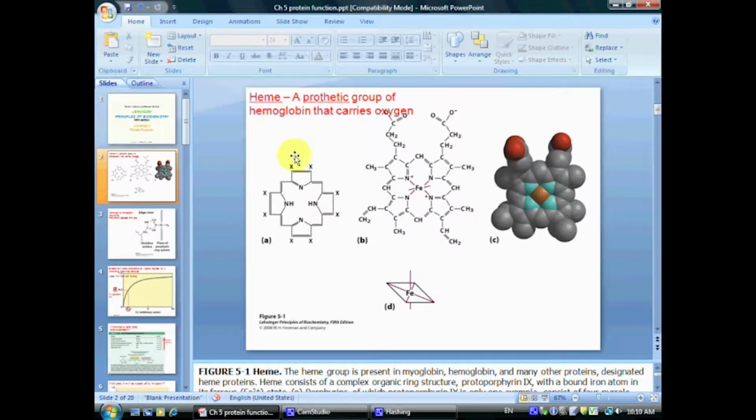And we're going to be looking a lot at hemoglobin and heme. Heme is a prosthetic group of hemoglobin, and heme carries oxygen. So here is heme, right here. We've got this central iron atom, which is going to carry oxygen, and then you have this structure of carbons. It's called a porphyrin ring, right here, porphyrin ring.